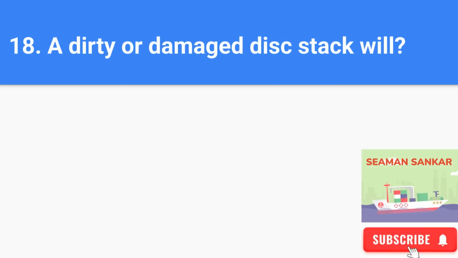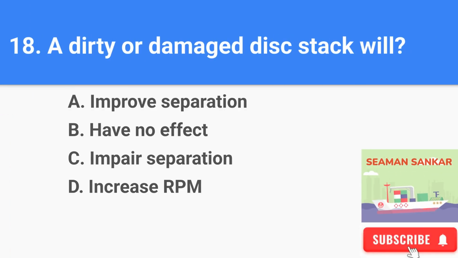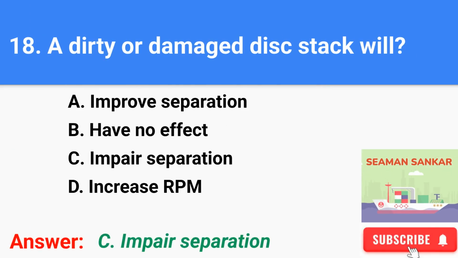Question 18. A dirty or damaged disk stack will A. Improve separation. B. Have no effect. C. Impair separation. Or D. Increase RPM. The answer is C. Impair separation. The disk stack is crucial for increasing separation area, and damage reduces its effectiveness.